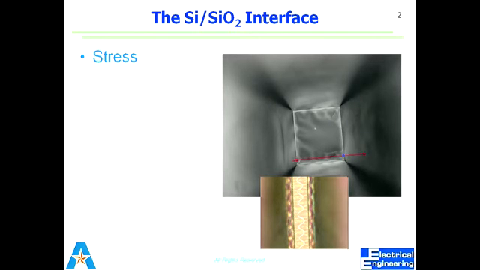So these are the 2 types of stresses that you should always keep in mind. One is the residual stress due to the difference in thermal coefficient of expansion, and the other is at the interface due to the difference between the volume of silicon consumed and the volume of silicon dioxide produced.